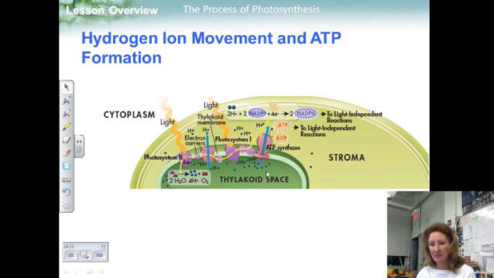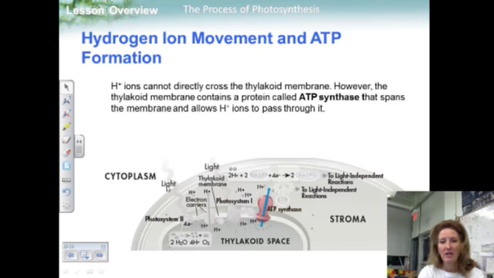This gradient difference in both charge and hydrogen ion concentration across this membrane provides the energy to make the ATP. So, hydrogen ions cannot directly cross the thylakoid membrane on their own. However, the thylakoid membrane contains a protein called ATP synthase. It's a protein, all right? This spans the membrane, goes across the membrane, and allows these hydrogen ions down here to pass through it.